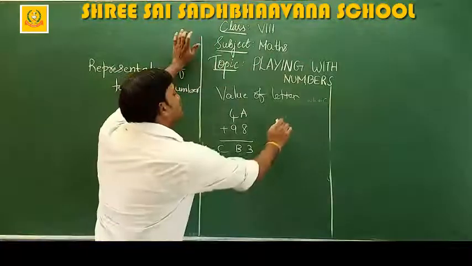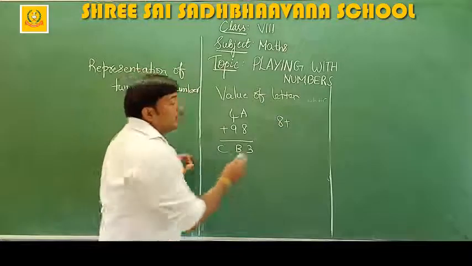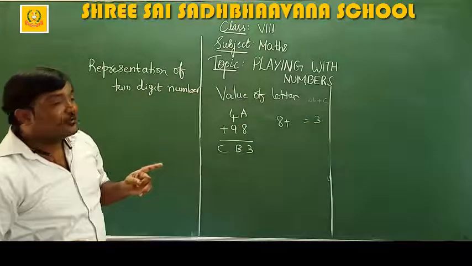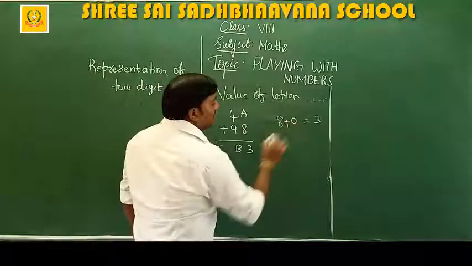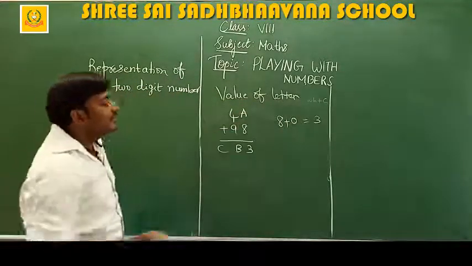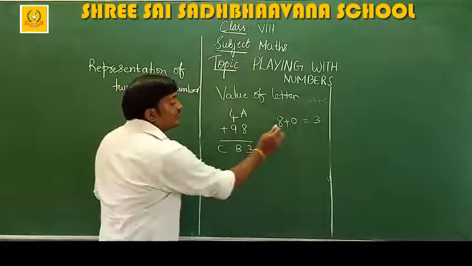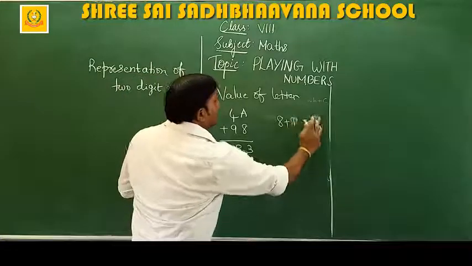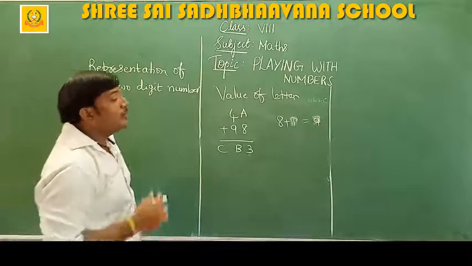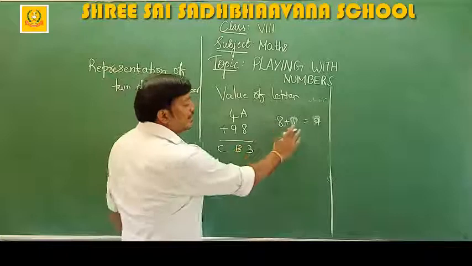Remember, 8 should be added with one number to get 3. So you can just check with all the options. Remember, you should get 3. Take the value of A as 0. So 8 plus 0 you will get 8. That is not the correct option for us. Next, go with 1. You will get 9. We have 3 here, so that is also not possible. So just check with all the numbers. It is just like a trial and error method.